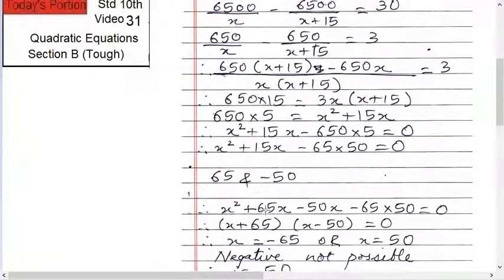So it should be x square plus 65x minus 50x minus 65 into 50 equals 0. Right? Now when the coefficient is 1, these numbers are directly the factors. So x plus 65 into x minus 50 equals 0. Right? Therefore x equals minus 65 or x equals 50.